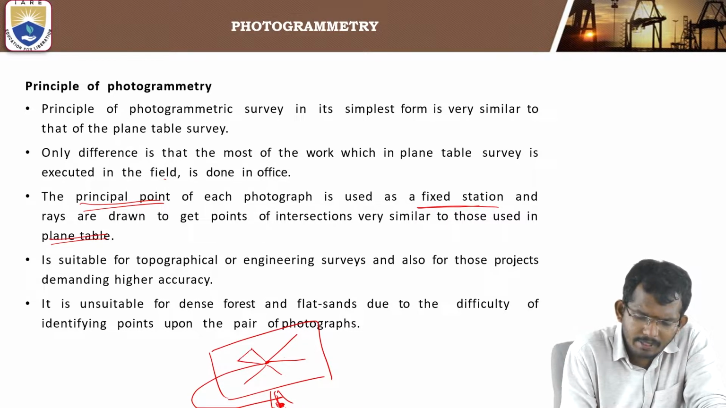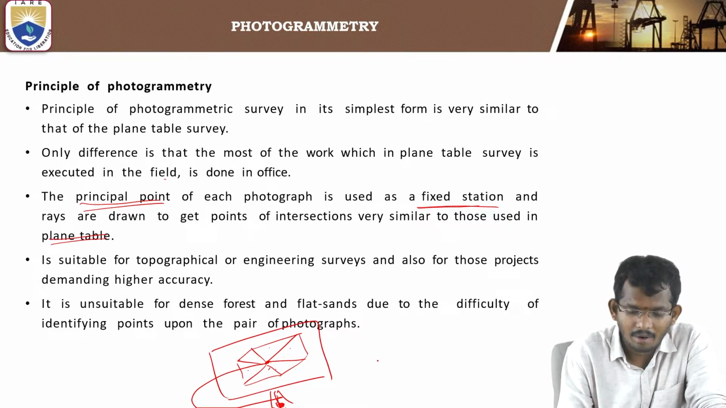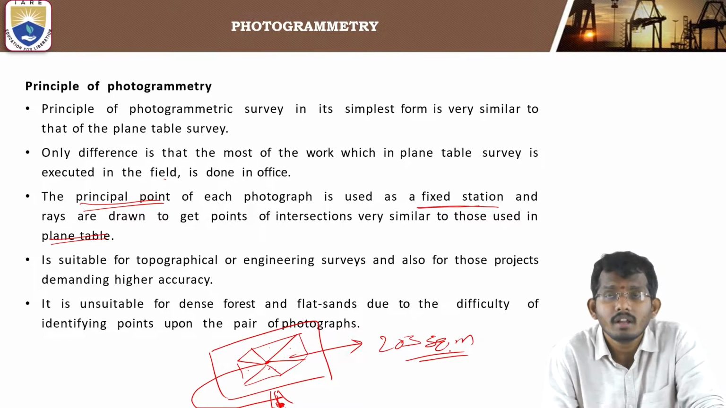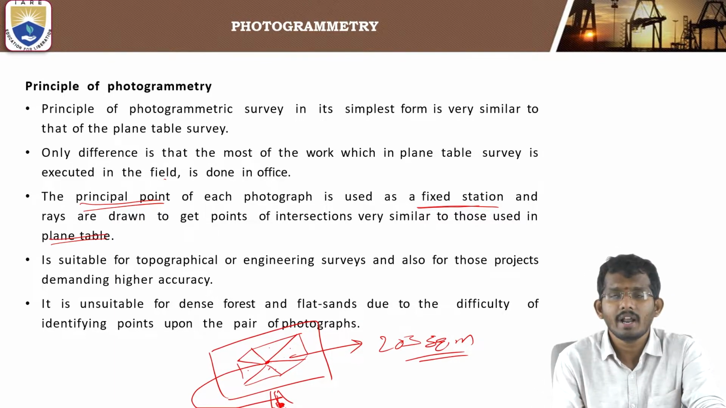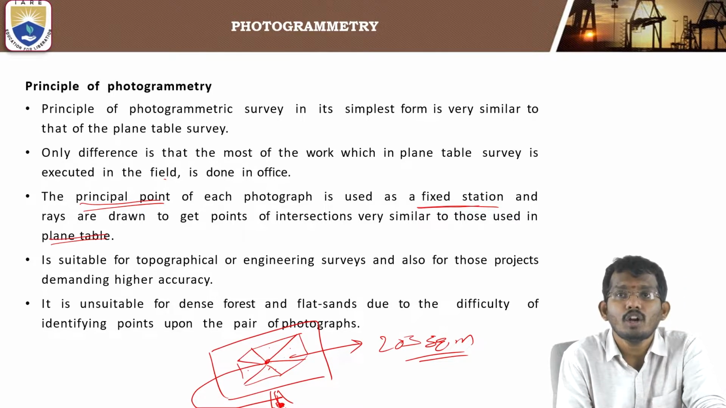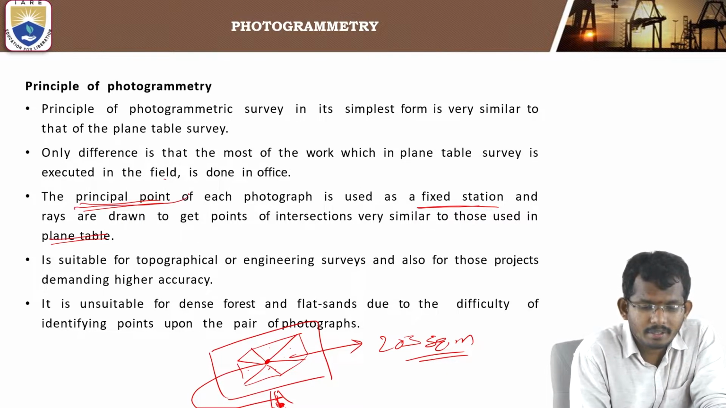If you join A, B, B, C, C, D, D, E, E, F and F, A, we get a radial figure here. With this, we can find the area of each triangle using a formula, and we can extract the total area of this field, suppose 203 square meters. Like this, we do in plane table surveying. In plane table surveying, the centering point on paper and on ground are similar. In that way, we call it the principal point.